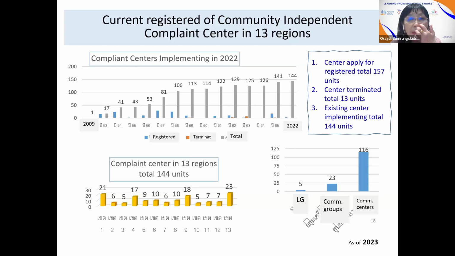This is in detail. There are centers both from the local government right now. The local government also has centers, and there are community groups, and also civil society.